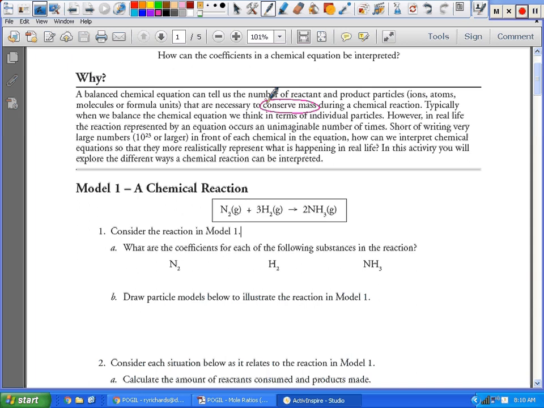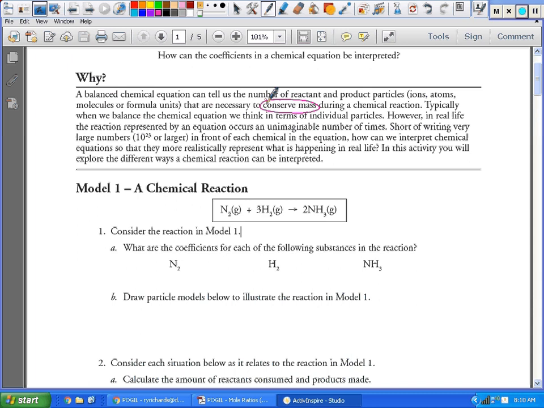We did this a long, long time ago, and there are actually two laws: the law of conservation of energy and the law of conservation of mass. What does that mean? What you start with, you must end with. So when we're trying to conserve mass, it has to stay the same throughout an entire chemical reaction.